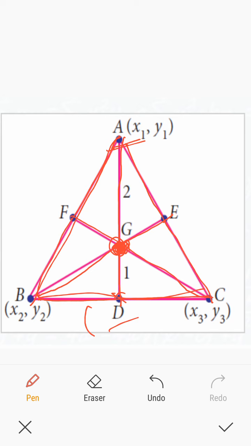Before that, can you tell me what are the coordinates of D? D is the midpoint of side BC, where the coordinates of B are x2, y2 and C are x3, y3. So certainly the coordinates of D will be x2 plus x3 by 2, and its y coordinate will be y2 plus y3 by 2. Let's see this in the next page.